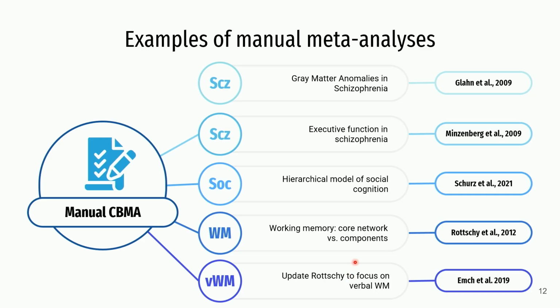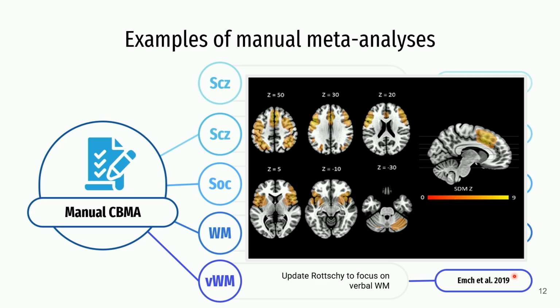And then another way that you can take a similar approach and a more fine-grained approach to looking at some of these cognitive processes is following up on this working memory meta-analysis. Oh, sorry about that. Emch et al. 2019 wanted to look specifically at verbal working memory. And so instead of looking across all working memory tasks, they honed down into just those tasks that were performed in the scanner using a verbal task.